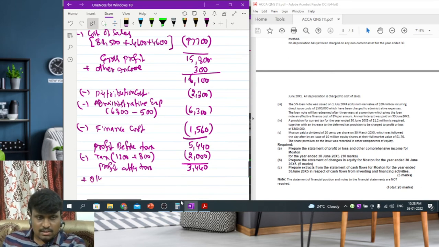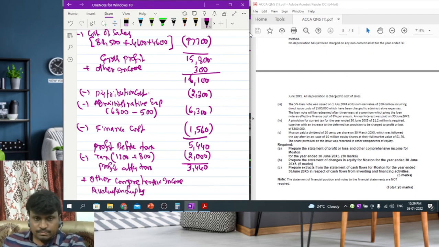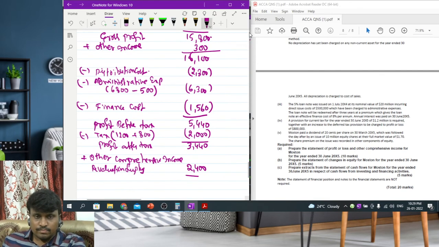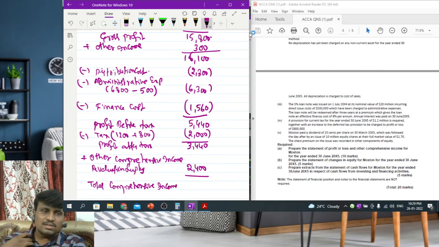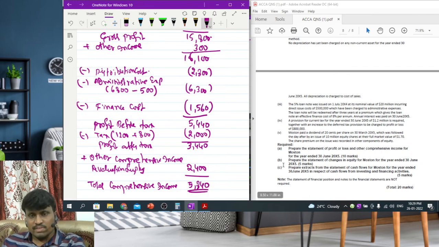3,440. Add other comprehensive income because we have the revaluation surplus, if you remember. So that is nothing but revaluation surplus, we have 2,400. So total comprehensive income, how much amount is there? 5,840. This is statement of profit and loss. Then second one, we need to prepare statement of changes in equity.